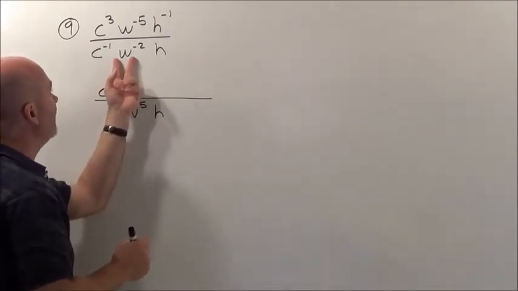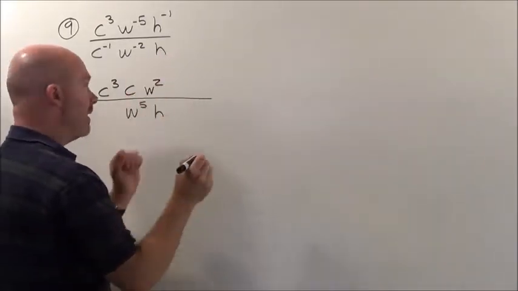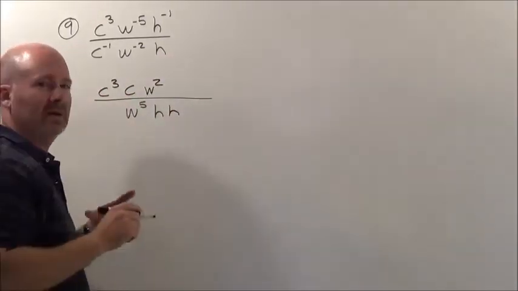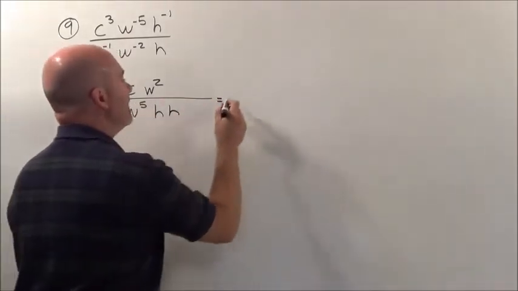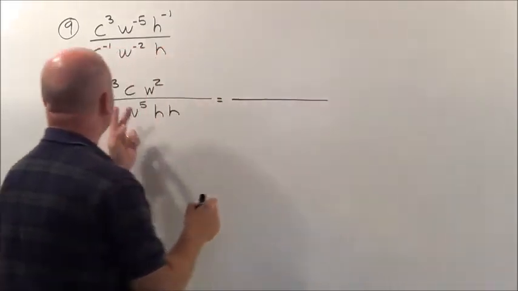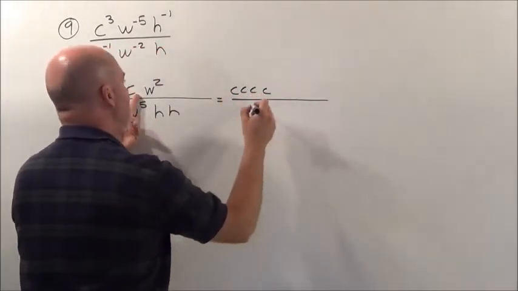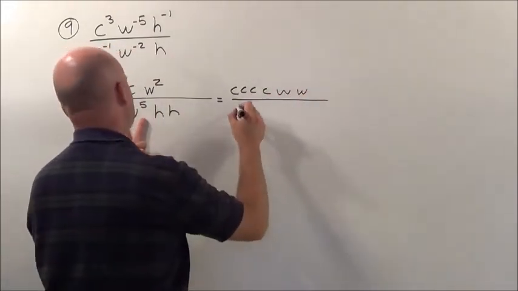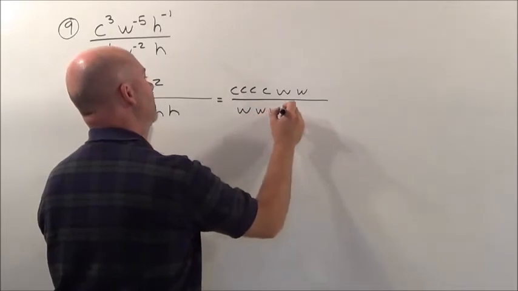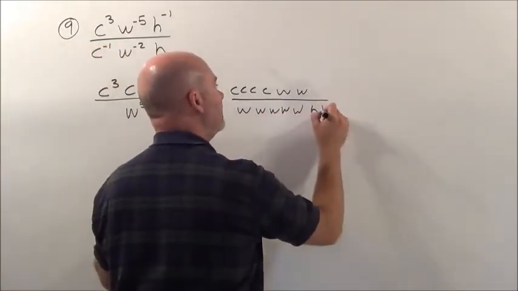W to the negative 2, it's negative, so it moves up top. And then H, nothing on it, so it stays below. Now all I need to do is clean it up. Again, I can see what the answer is going to be, but I'd like for you to remember this is C to the third, which means C, C, C, and then another C, W, W. Here I have W, W, W, W, W, because there's 5 of them, and then H, H.